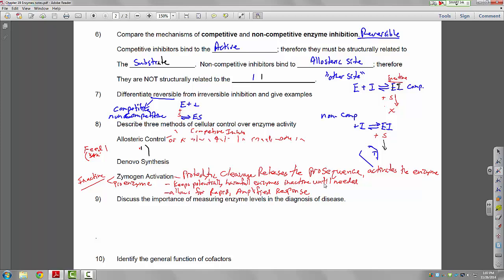Discuss the importance of measuring enzyme levels in diagnosis and disease. Here we are talking about isozymes, or if you wish, isoenzymes. These are enzymes that catalyze the same reaction.